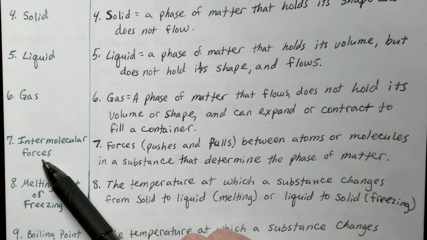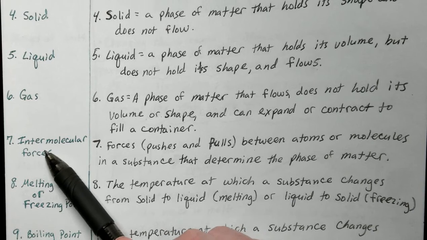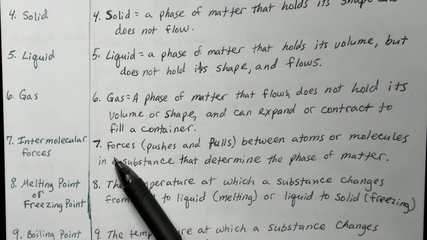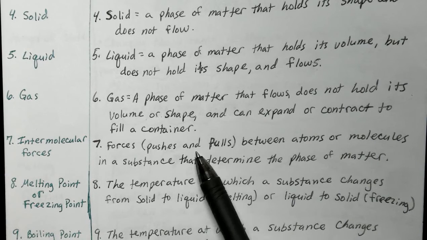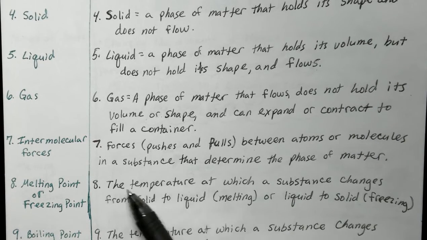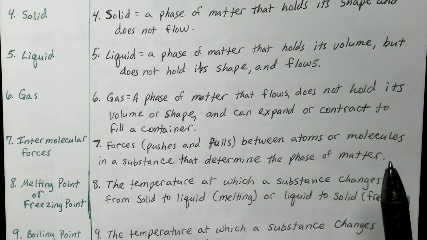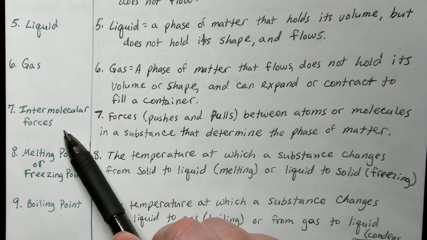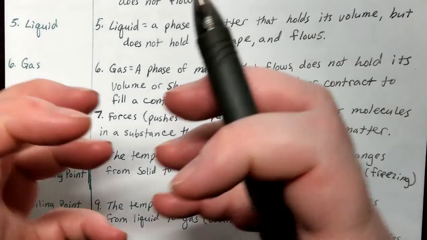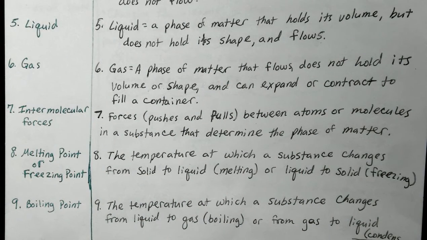Intermolecular forces. So number 7 is intermolecular forces. They are forces which are pushes and pulls between atoms or molecules in a substance that determine the phase of matter. So if you have strong intermolecular forces, they're going to be pulling all the particles really super close together, really tightly packed. It's going to be a solid. If those forces in between molecules are a little weaker, it's going to be a liquid. If they're not very strong, maybe they're repelling each other, it's going to be a gas.